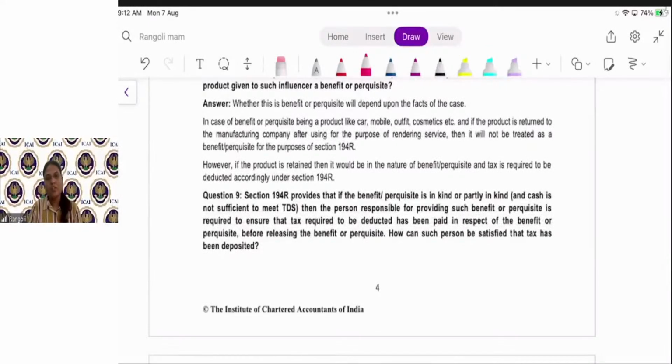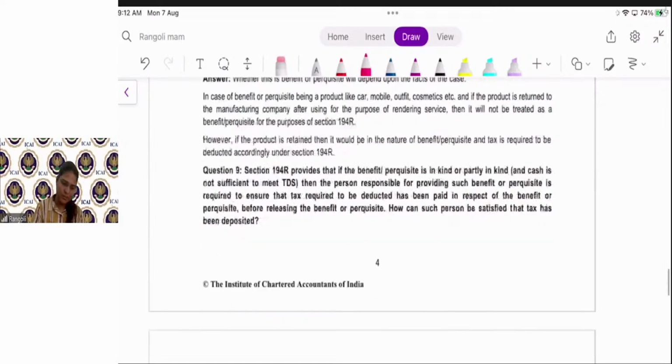Section 194R provides that if the benefit or perquisite is in kind or partly in kind, and the cash is not sufficient to meet the TDS, then the person responsible for providing such benefit or perquisite is required to ensure that the tax required to be deducted has been paid in respect of the benefit or perquisite before releasing it. How can such a person be satisfied that tax has been deposited?